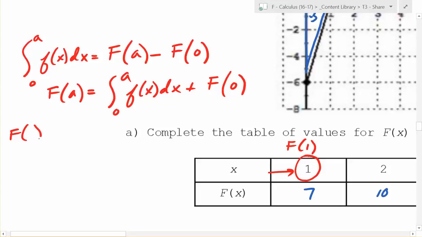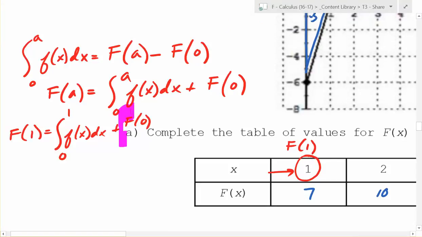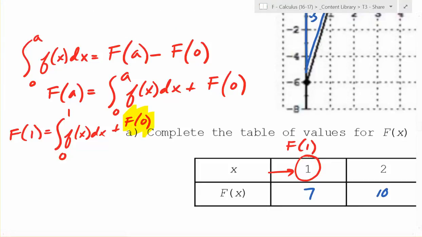F of 1. Look at what's right up there. It's going to be the integral from 0 to 1 of lowercase f of x dx, right? Plus what? F of 0. But what does it tell you f of 0 is equal to? What does it tell you in this problem f of 0 is equal to? That right there is equal to 10, right?